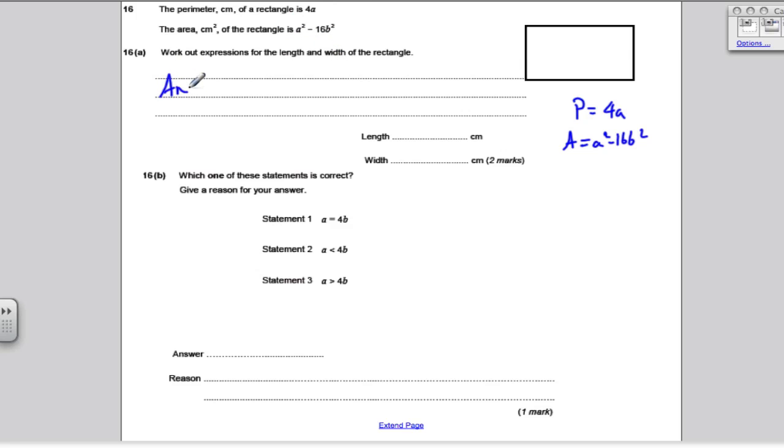The area is given by an expression which is the difference of two squares, and it factorizes as follows: a plus 4b, a minus 4b. So that tells us straight away what the sides are. The longer side is a plus 4b, this side must be a plus 4b, and the shorter sides must be a minus 4b and a minus 4b. Now, does it work for the perimeter? If you add these up, they do add to 4a, because that minus 4b cancels with that 4b, and the same here. So the length is a plus 4b, and the width is a minus 4b.